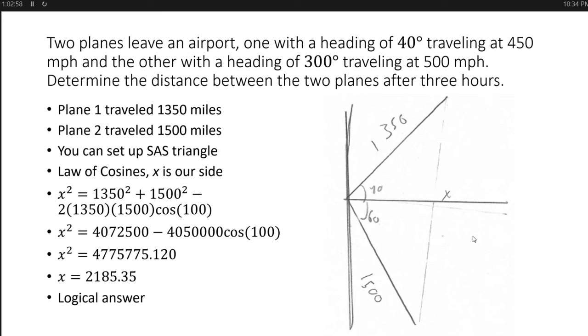Set up that SAS triangle, law of cosines. We've done this multiple times today. You already know the drill. You solve it. You get this. You root it. You get x equals 2,185.35. And this is a logical answer because, again, this is 100. It's greater than both of these numbers. It looks like that's a reasonable answer, so always make sure that you're checking that it sounds good.